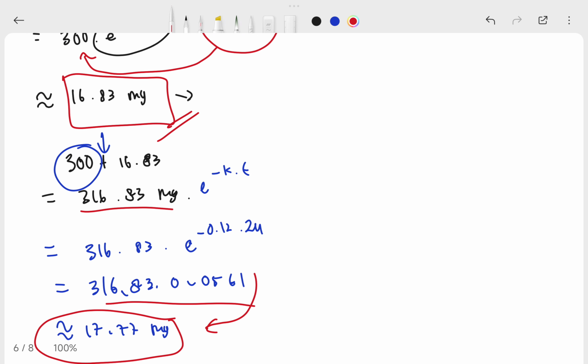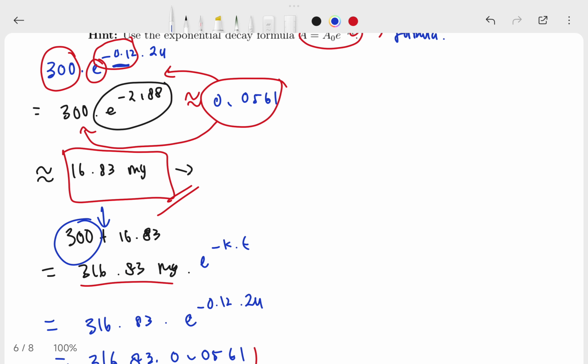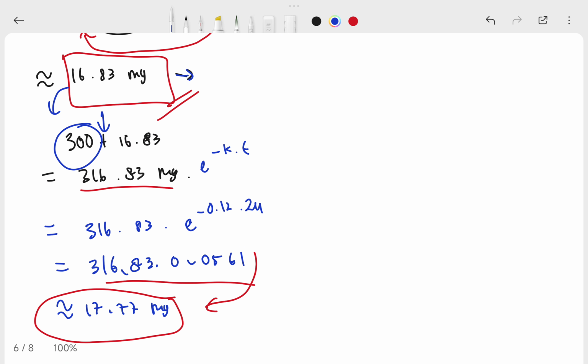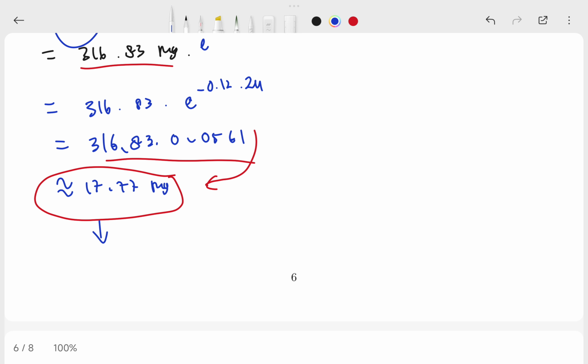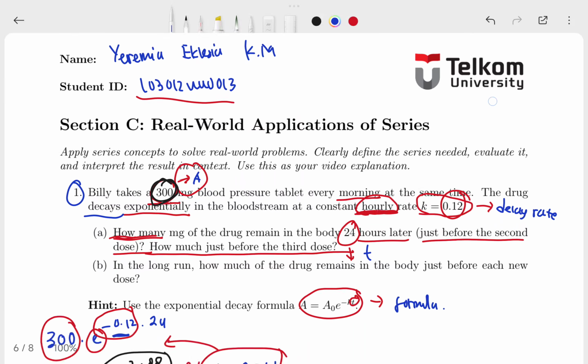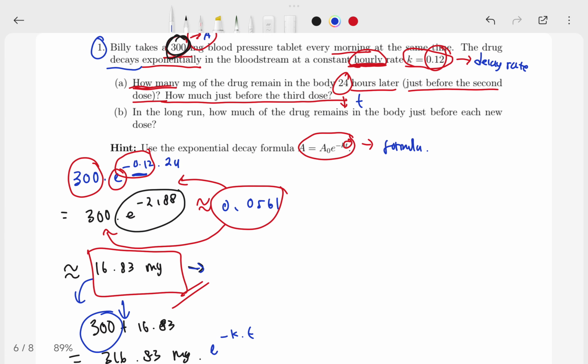So we have two answers here. The first one is after he takes the first medicine and waits 24 hours, the remaining drug still in his body is 16.83. And then after he takes the next dose, he waits 24 hours again, and just before he takes the third dose, this is the milligrams that stay in his body. Okay, so that is number A.